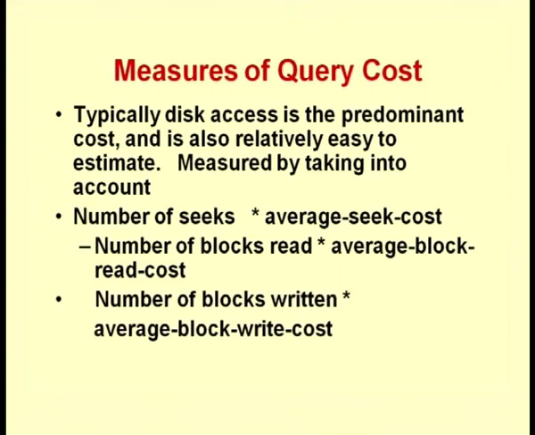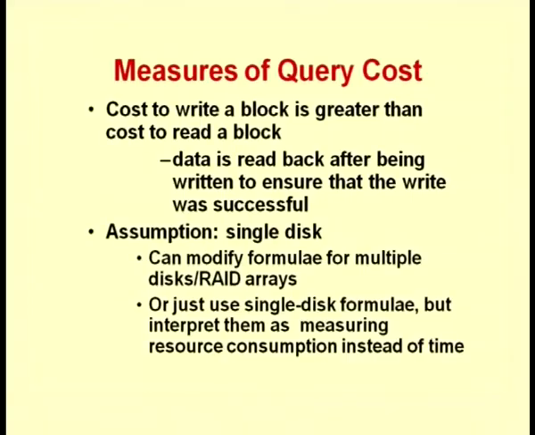Disk access is the cost that determines the total cost, and it is also relatively easy to estimate. It is measured by taking into account the number of seeks times the average seek cost, plus the number of blocks read times the average block read cost, plus the number of blocks written times the average block write cost. The cost to write a block is greater than the cost to read.